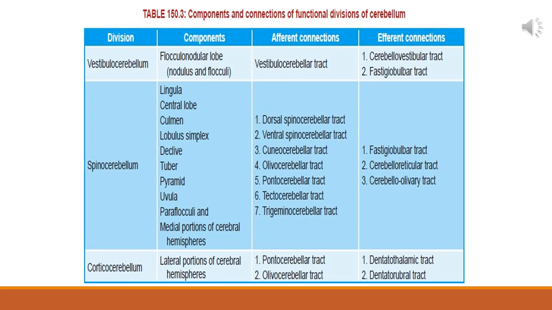Division: spinocerebellum. Components: tuber, pyramid, uvula, paraflocculus and medial portions of cerebellar hemispheres. Afferent connections: dorsal spinocerebellar tract, ventral spinocerebellar tract, cuneocerebellar tract, olivocerebellar tract, pontocerebellar tract, tectocerebellar tract, trigeminocerebellar tract. Efferent connections: fastigiobulbar tract, cerebello-reticular tract, cerebello-olivary tract.